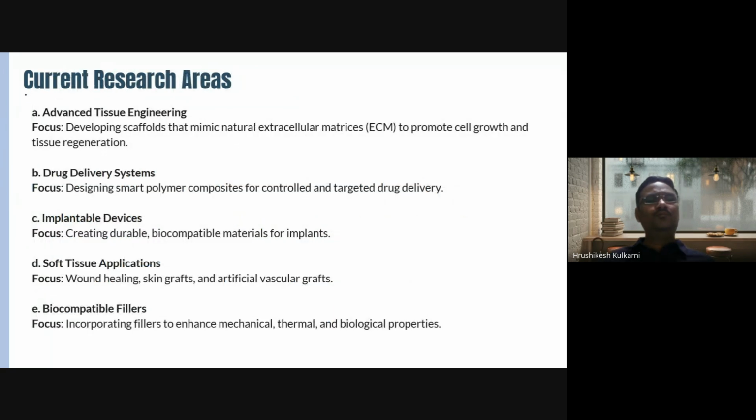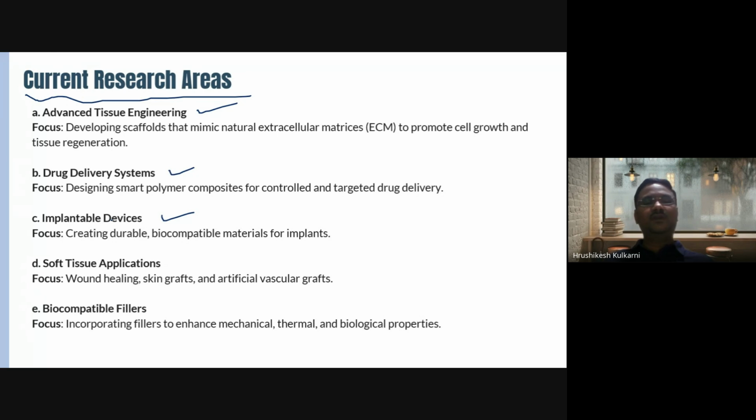Then one more point is very interesting, called current research areas. If you want to work on current challenges, there are some areas I'm going to focus on: advanced tissue engineering, drug delivery systems, implantable devices. Recently, I have seen many news and people are talking about this area, where they are going to prepare a small capsule or component which can be fitted inside the human body that will sense your blood pressure, kidney function, or any diseases, and that will give a signal to your doctor about your future diseases.